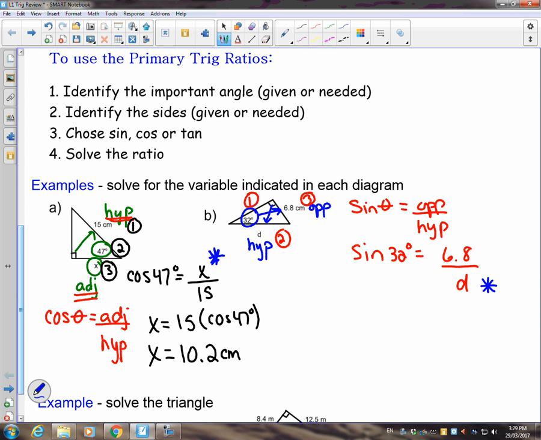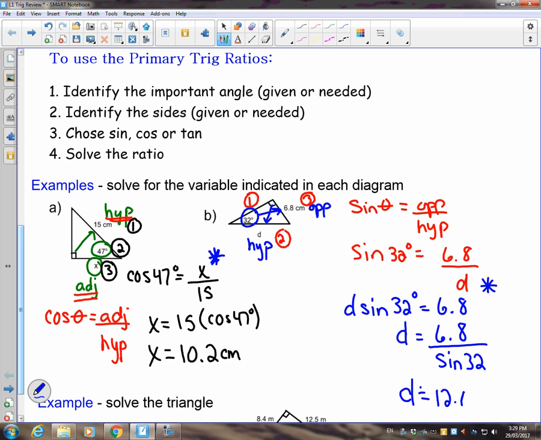Mathematically, instead of dividing by d, I will multiply by d, which means I'd have d times the sine of 32, but I'm still no closer to getting an answer. I have to do another step. To get d by itself, instead of multiplying by sine 32, I would have to move the sine 32 over and do the opposite, which is divide. So I would end up doing 6.8 divided by sine 32, and I get about 12.8 centimeters. Make sure you remember to put your units on there because it is a length.